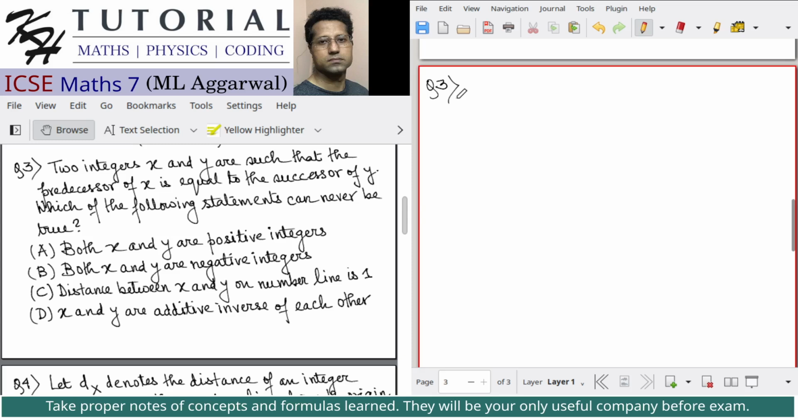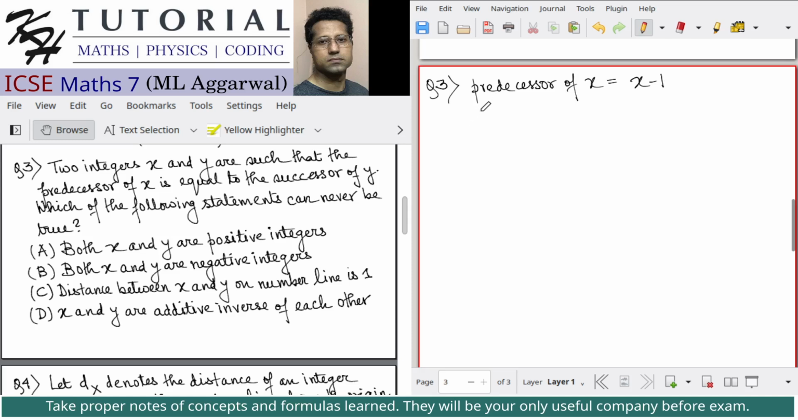Okay, now what can we say about the integers x and y when it is given that the predecessor of x is equal to the successor of y. Predecessor of x, we know, is the integer which lies to the left hand side of x on the number line. That is the predecessor of x, and x must be consecutive integers. So definitely the predecessor of x is nothing but x minus 1, one integer less than x.